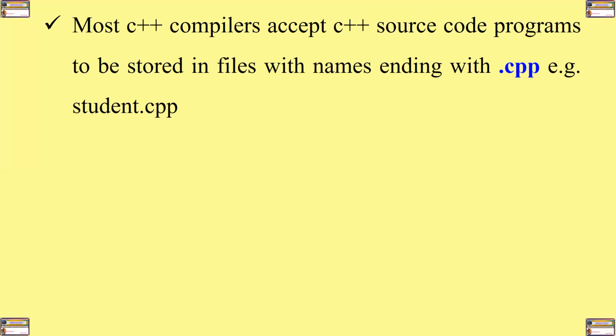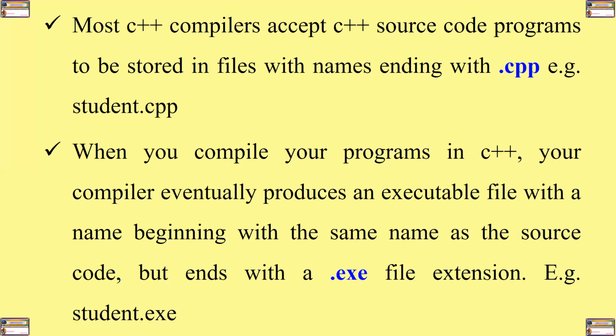Most C++ compilers accept C++ source code programs to be stored in files with names ending with .cpp. For example, student.cpp. So that's an extension.